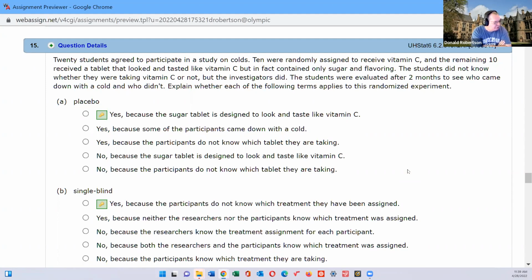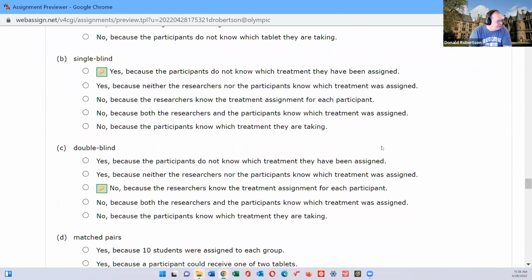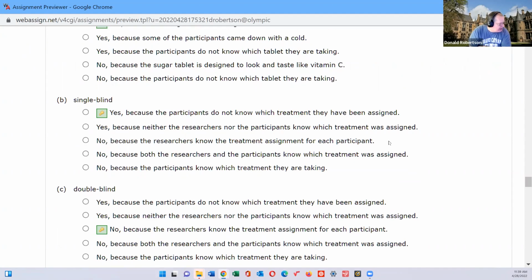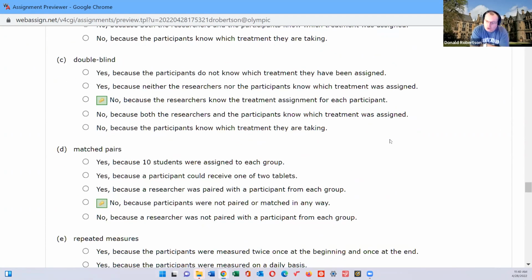didn't. Explain whether each of the following terms applies to this experiment. Was there a placebo? Yes. Wasn't there a sugar pill in this story? Is it single blind? Yes. The people getting the pill didn't know what they were getting. Is it double blind? No. Wasn't it the researcher who was collecting the data? Didn't he know who was getting C and who wasn't, right? So that's why it's single.